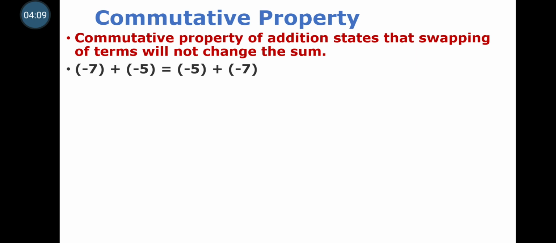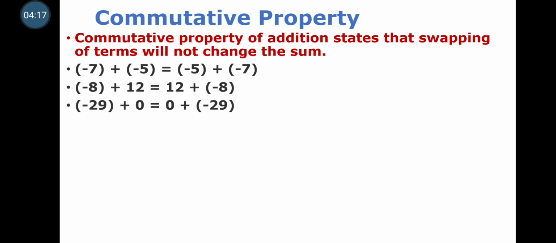So that's called commutative property of addition. When you add, if you swap, no problem, you will get the same answer. For example, minus 8 plus 12 and 12 plus minus 8. Then minus 29 plus 0 and 0 plus minus 29.